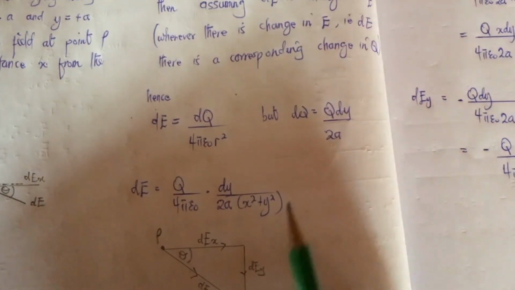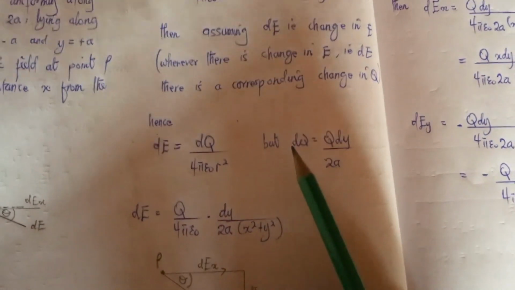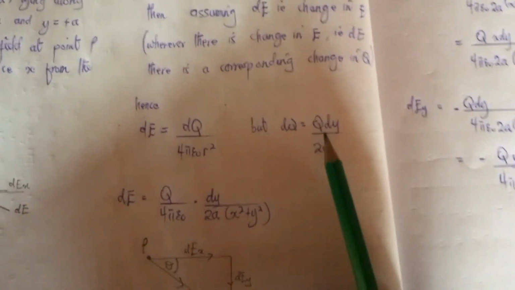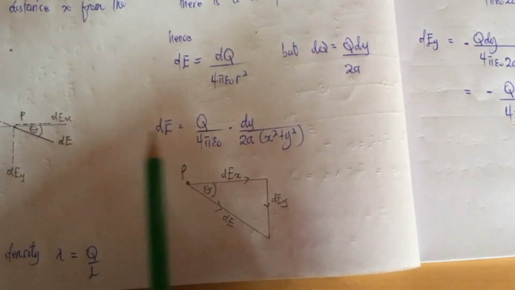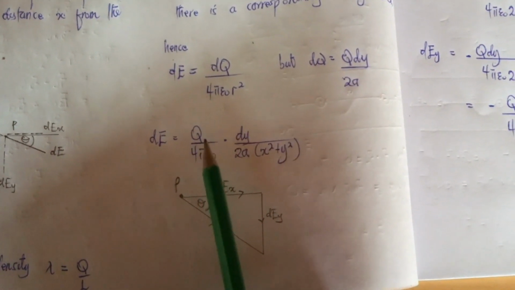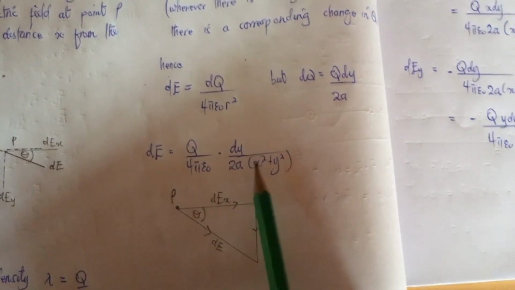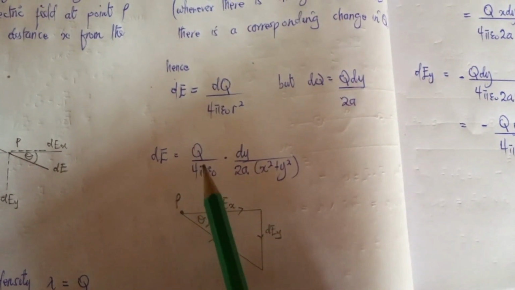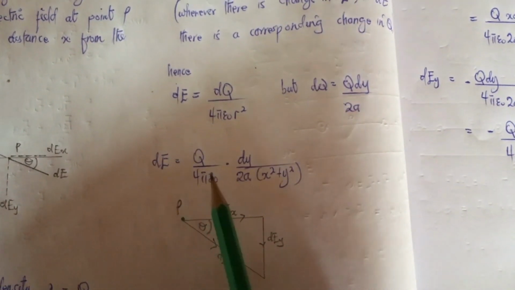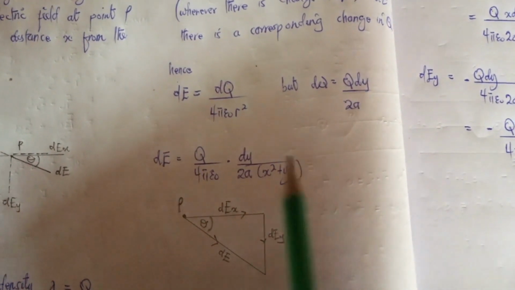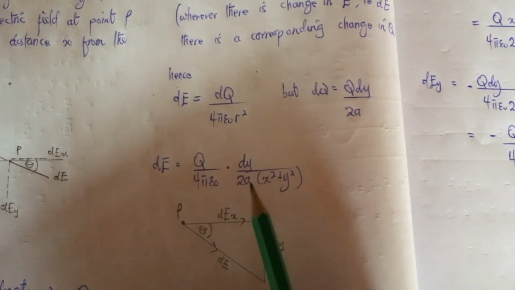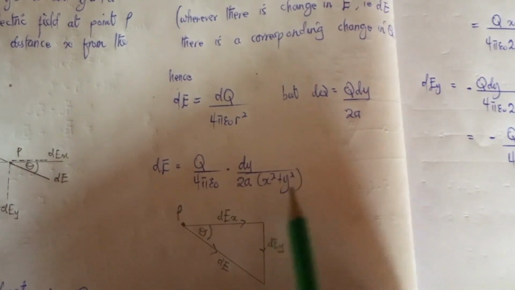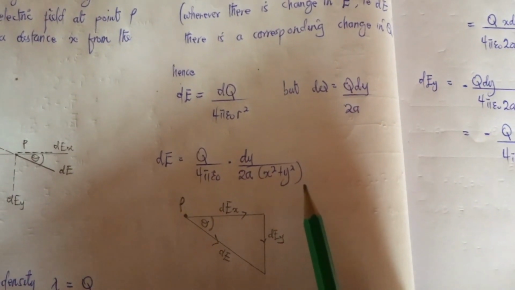We know our r square to be x square plus y square. But we have derived our formula earlier on that dq is equal to what? Q dy over 2a. Okay, so now our dE is equal to what? Wherever we are going to see dq, we are going to replace it with this one. So our dE is equal to Q all over 4 pi permittivity naught, then dy all over 2a times the r. The r is x square plus y square. Okay, so this is it.